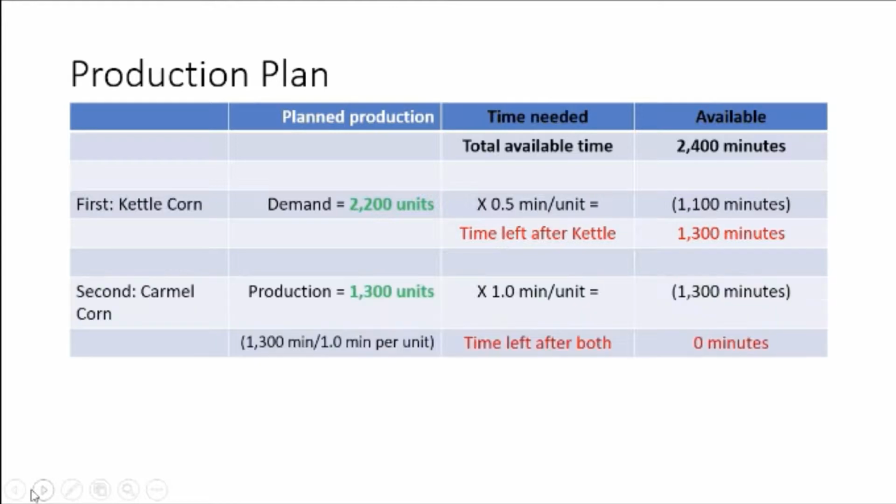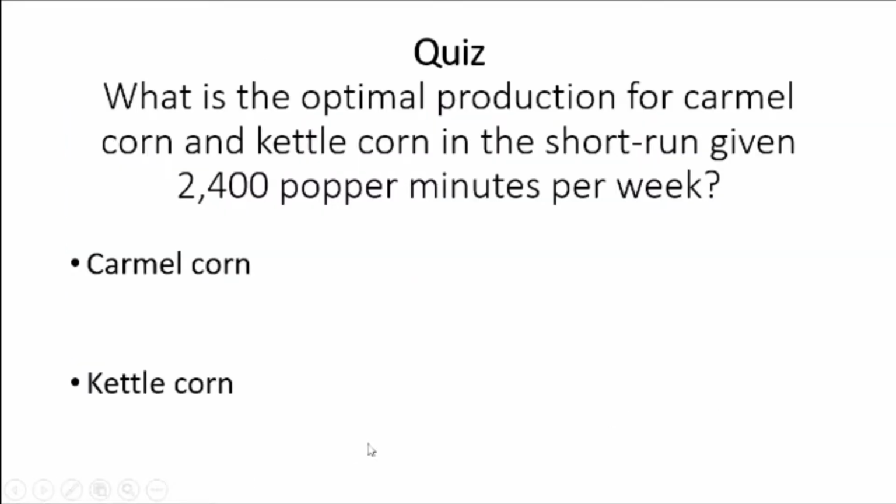How much can we produce? Well, if we take the 1,300 minutes and divide it by the 1 minute per unit, the production is 1,300 units. So take and multiply that, we see that it totals 1,300 minutes again, and we're out of minutes. So this brings us to our quiz question.